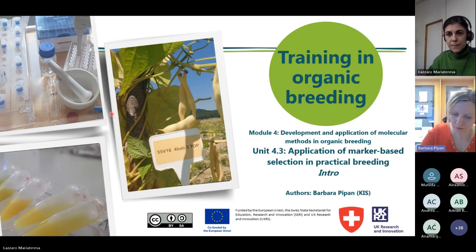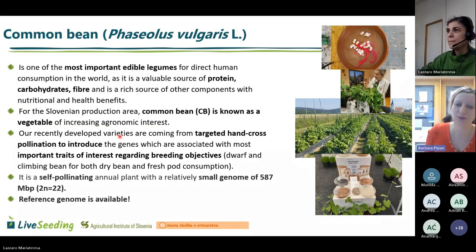Now we will move to the application case in a common bean breeding program, which is done at the Agricultural Institute of Slovenia. This common bean breeding program is a public, national breeding program, a small one, but a very productive one, I would say. In our case, we are also using marker-assisted selection in our breeding process. First of all, I would like to introduce you to the common bean itself.